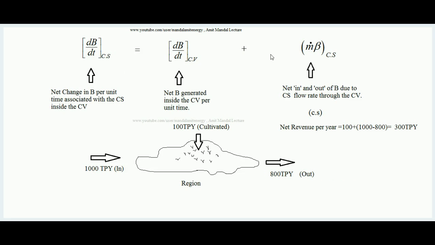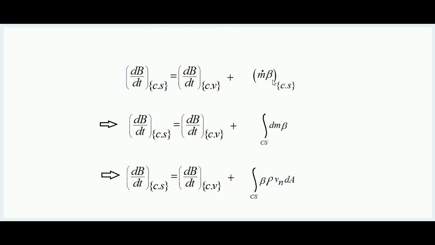So the analogy is the same as that of the Reynolds transport theorem. The rate of change of property of the control system per unit time is equal to the rate of generation of property inside the control volume per unit time plus the rate of accumulation of property inside the control volume per unit time due to mass inflow and outflow. Now this m dot beta CS is the net rate of property accumulation inside the control volume per unit time. This can also be written as the integration of elemental accumulation of property inside the control volume per unit time. This dm times beta is the small elemental rate of property accumulation inside the control volume, but dm is the elemental mass flow rate over here.